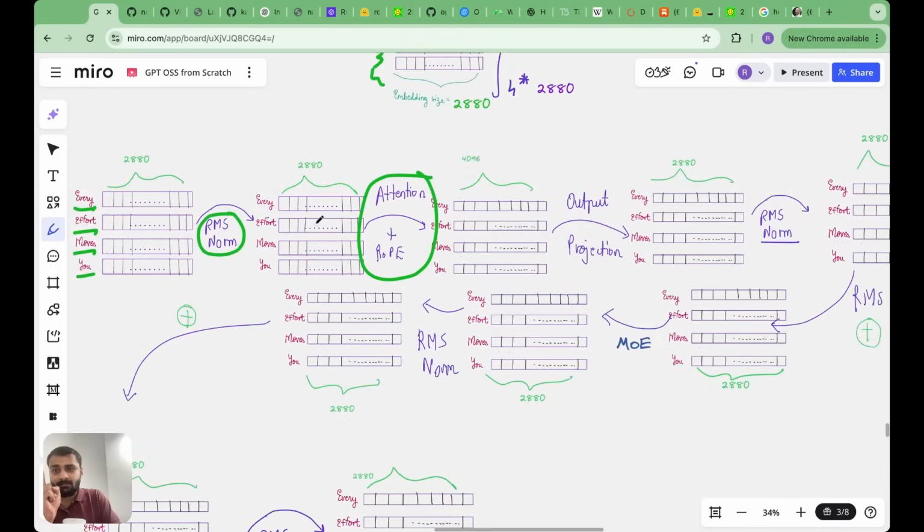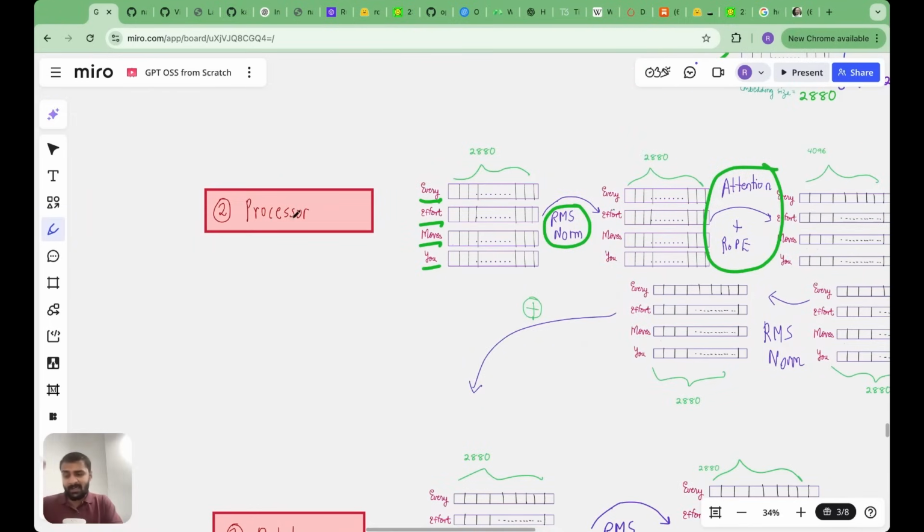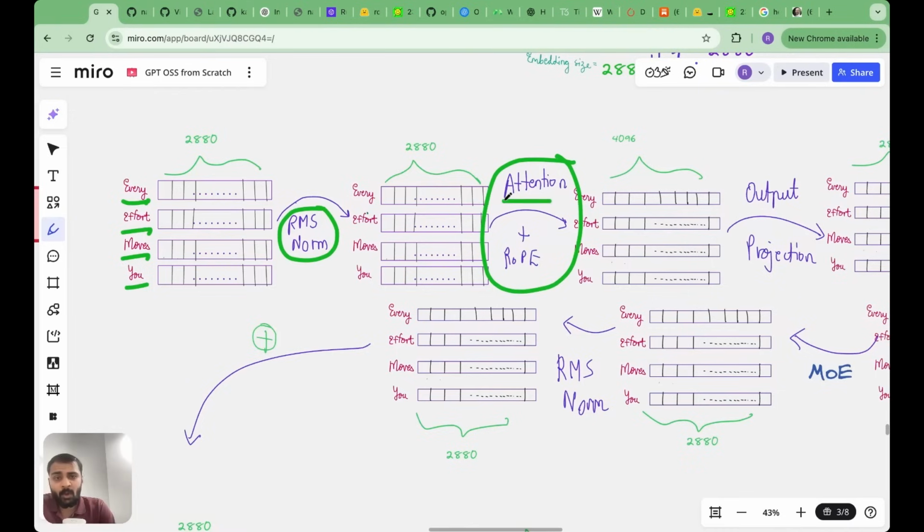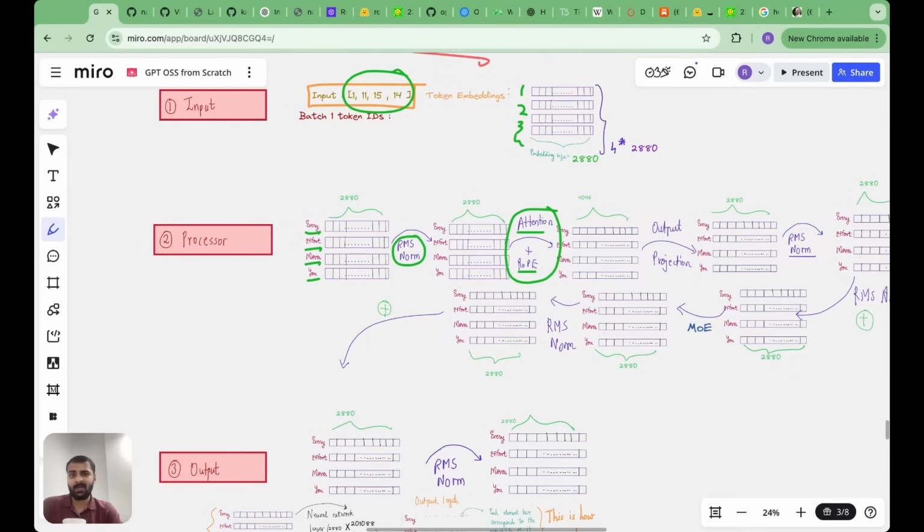Remember that the processor, let's say, has 24 transformer blocks for GPT-OSS, right? So the first transformer block will have full causal attention. The second will have sliding window attention. So we have alternate versions like this. And then attention bias will be there in all the transformer blocks. Along with this, the rotary positional encoding will also be done over here to the query and the key vectors.